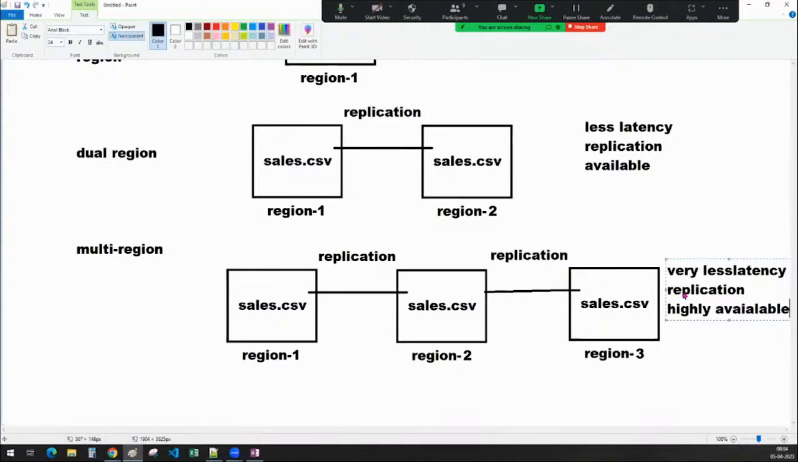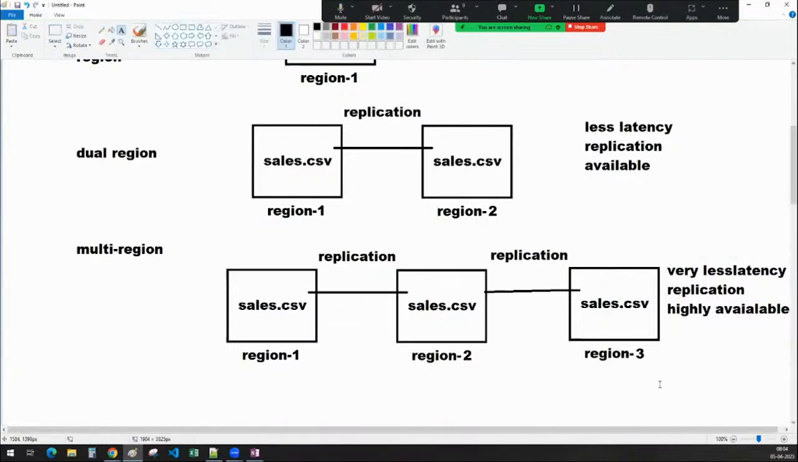Even in any region, if you delete data, it will replicate to all the regions in multi-region. In a multi-region, sir, if you intentionally delete it in one location, it will be deleted everywhere. First thing.